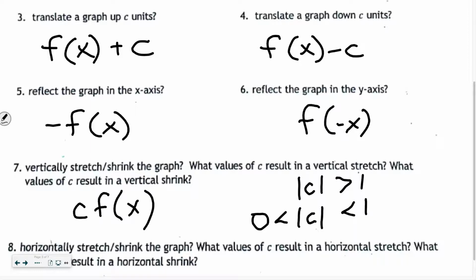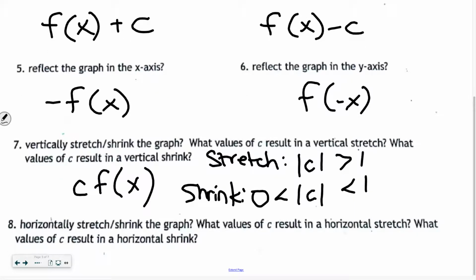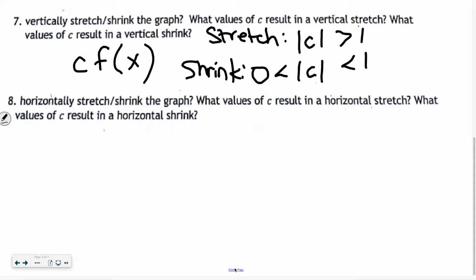This one is stretch or shrink. Stretch. And then when it's between 0 and 1, that's going to be a shrink. Okay. Everybody okay so far? Okay, last one is the one that usually the first go round, maybe in Algebra 2, can kind of be confusing with horizontal shrink and stretch.